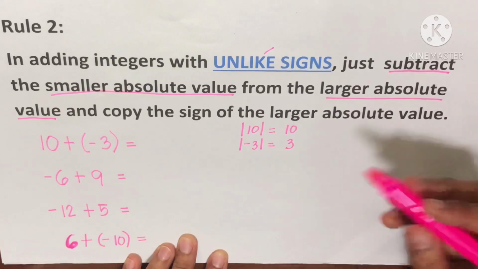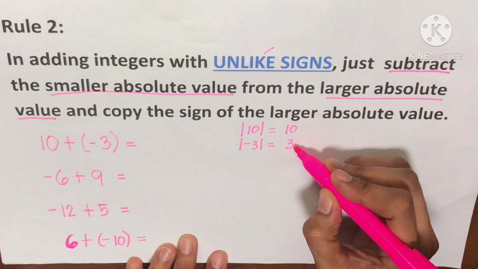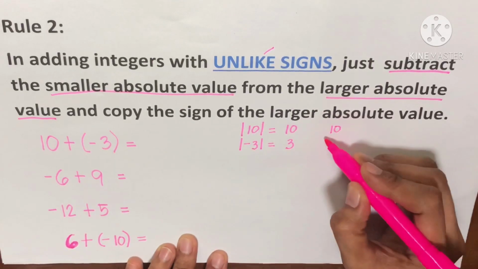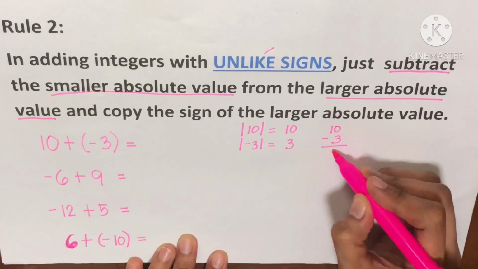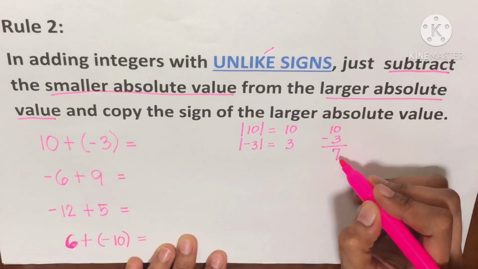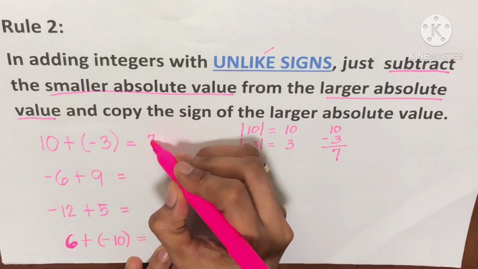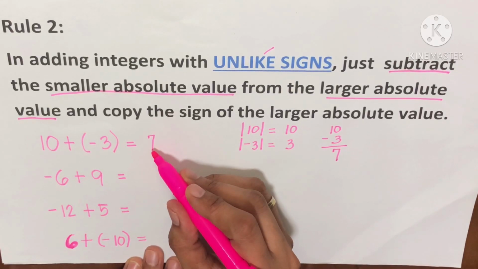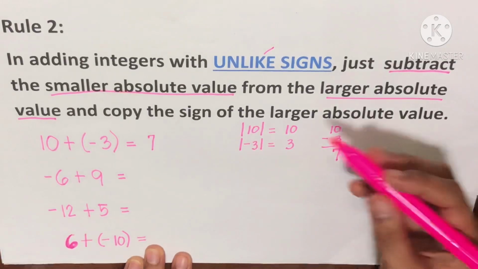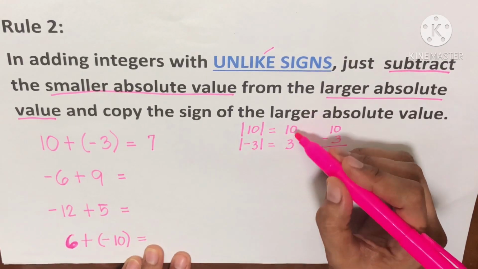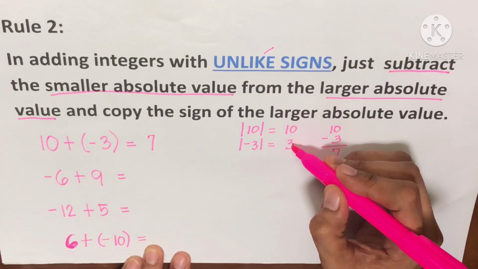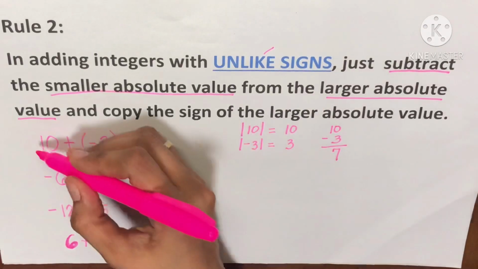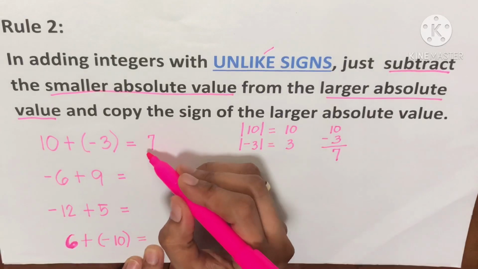So all we need to do is to subtract the smaller absolute value from the larger absolute value. So we have here 10 minus 3 equals 7. So we will put 7 here in this space. So we will just decide whether our answer is a positive or a negative. So we have here 10 and 3. 10 is higher than 3. So we will copy the sign of the higher number, which is a positive. So our answer is positive 7.